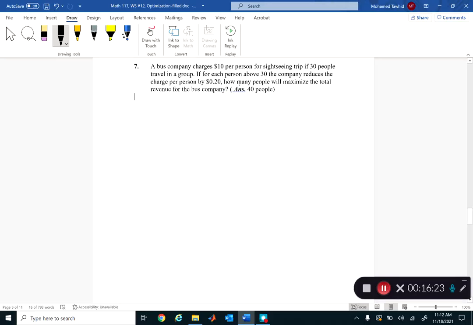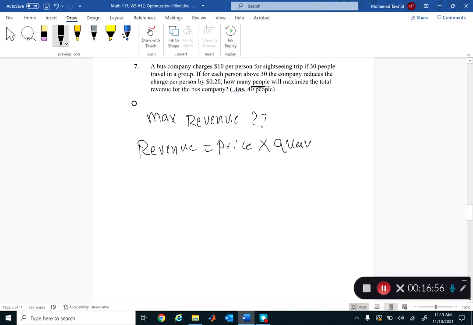What is the question here? How many people will maximize the total revenue? So your goal here is maximum revenue, right? That is what I need to get. And now they ask you how many people. So you have your variable here, number of people. So before I do that, let us read the story. So I know that revenue here should be price multiplied by quantity, right?